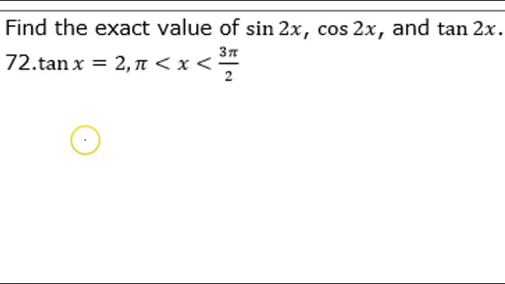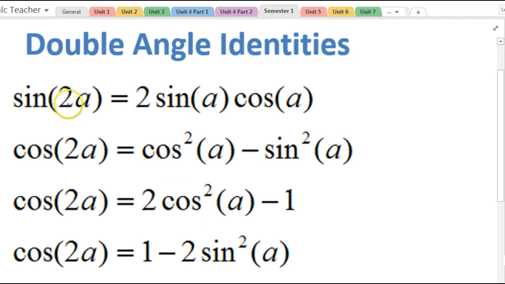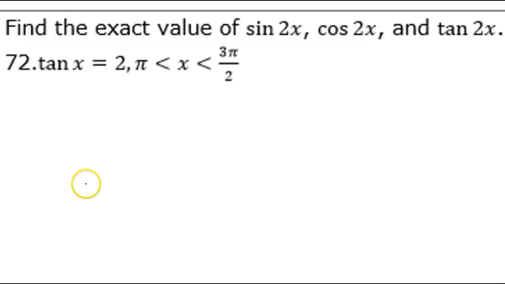In this video, I will show you how to find the value of sine 2x, cosine 2x, and tangent 2x using, of course, the double angle identities. Okay, now we are given a trig value and basically the quadrant. So let's use that to our advantage.